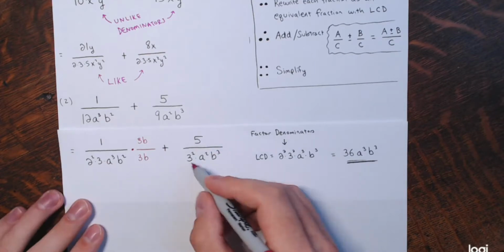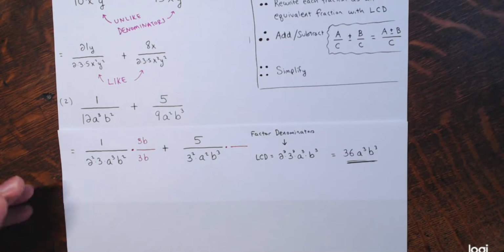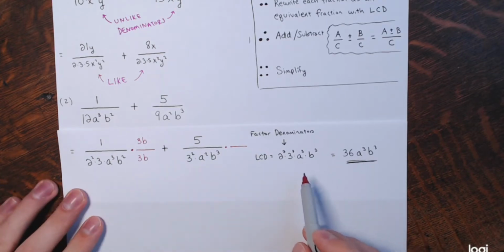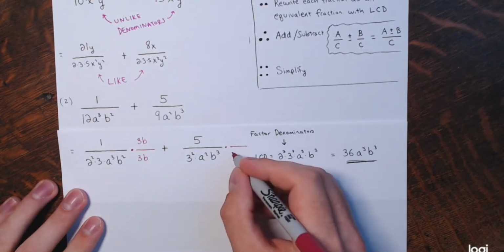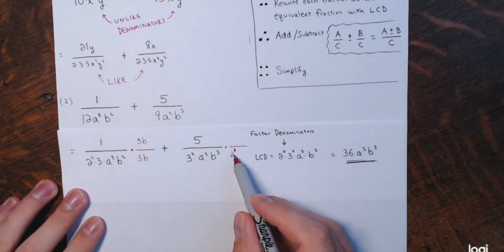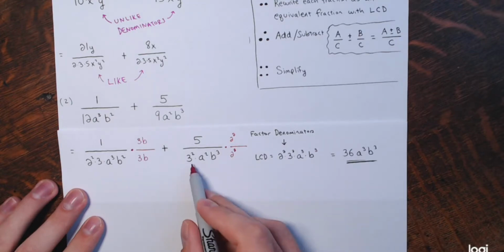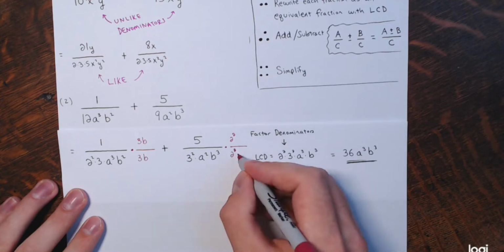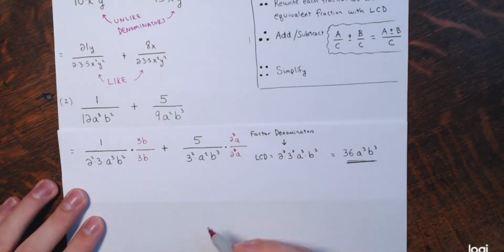And then the second fraction, same deal. I'm going to multiply the numerator and denominator by something so that the denominator becomes the LCD. Well, it's missing 2 squared. So I need 2 squared, I need 4. So I'm going to multiply the numerator and denominator by 2 squared. You got 3 squared, you got a squared here, this is a cubed, so it's missing an a. So I multiply the numerator and denominator by a, and then they both have b cubed.